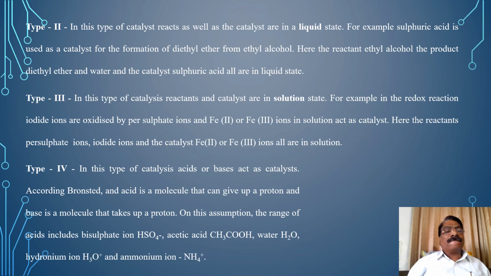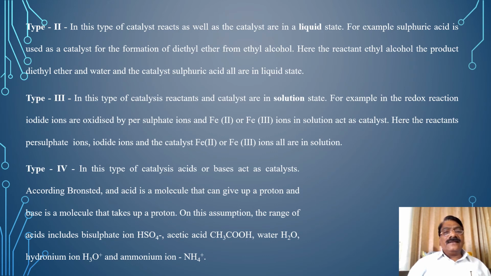Type 2. In this type of catalysis, reactants as well as the catalyst are in a liquid state. For example, sulfuric acid is used as a catalyst for the formation of diethyl ether from ethyl alcohol. Here, the reactant ethyl alcohol, the products diethyl ether and water, and the catalyst sulfuric acid all are in liquid state.